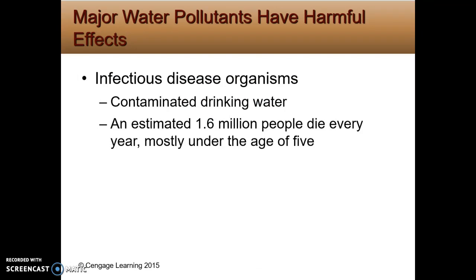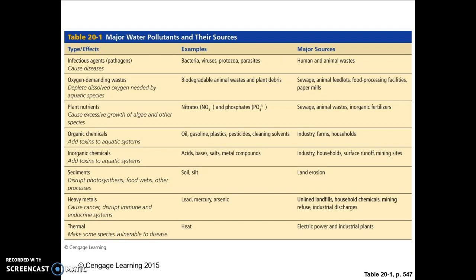So let's get into some specifics of our major water pollutants, and this is really what you want to focus on. Okay, with this next slide, this is a slide that you're going to need to be extremely familiar with. It gives you the major types of water pollutants, what their impacts are in the left-hand column, examples of what those pollutants would be in the center, and then on the far right, where these things come from.